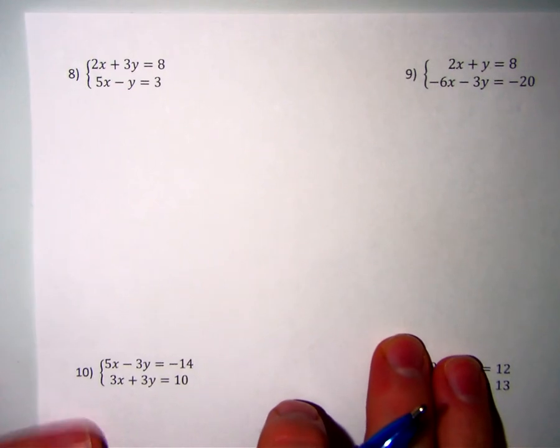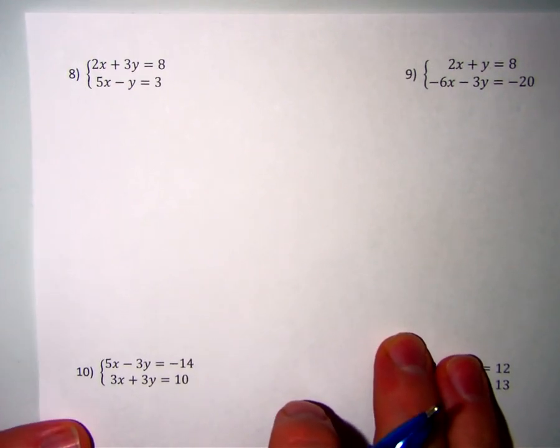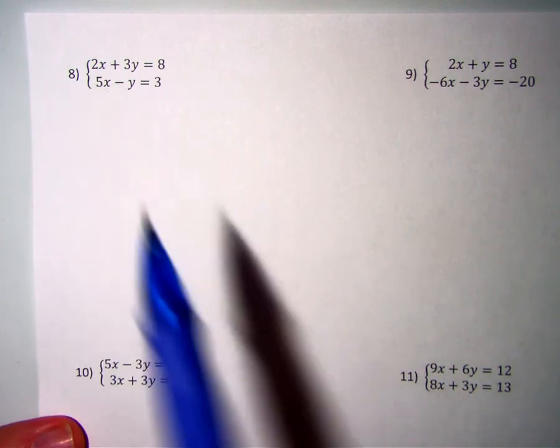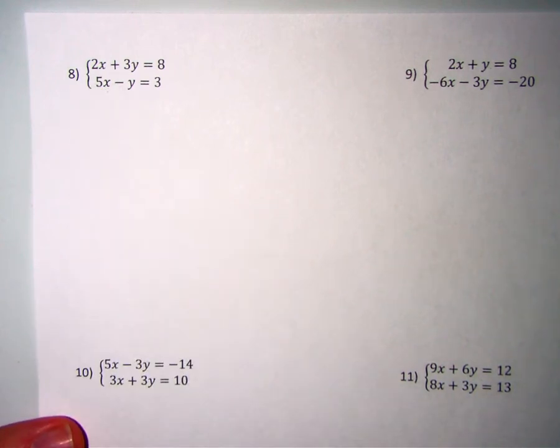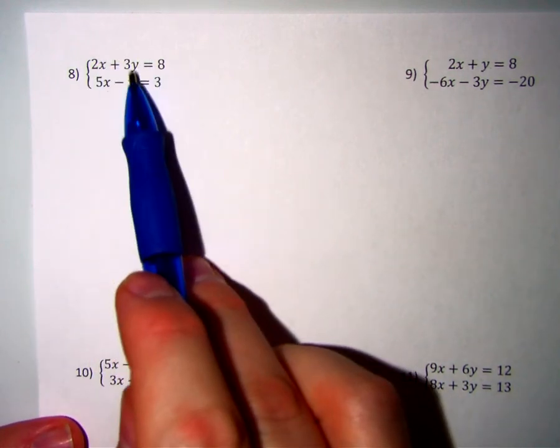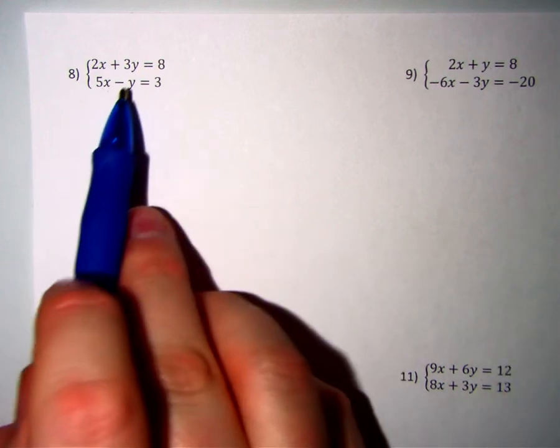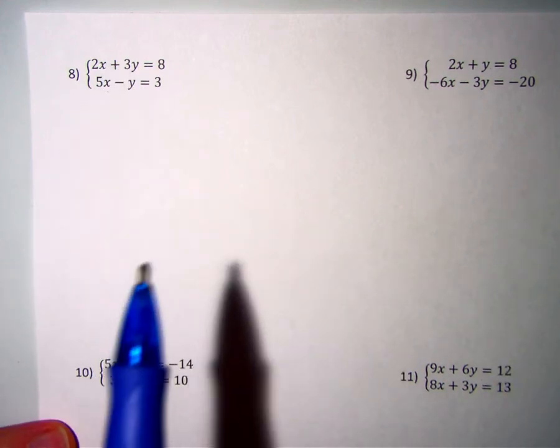Problem number 8. Well, we have a 2x and a 5x. Neither one of those match. And we have a 3y and a -y. I see a little bit of help there because at least one's positive and the other is negative, but neither one has the same coefficient.